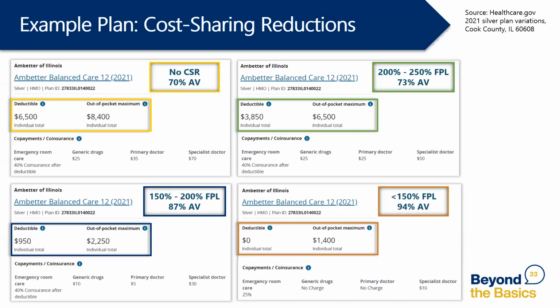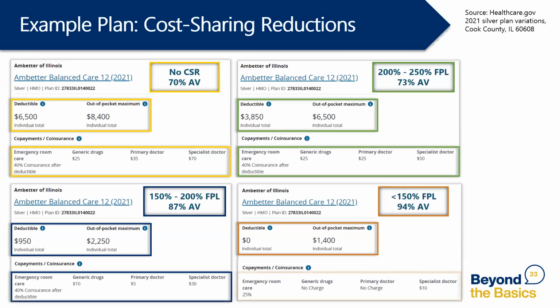Another way CSRs impact cost sharing is by reducing a plan's co-payments and co-insurance. So looking at the different levels of CSRs for this plan, you'll see that a person enrolled in this plan without a CSR will pay a $35 co-payment to see a primary care doctor. The co-payment for that visit goes down as the CSR level goes up. So their co-payment with the lowest level of CSR will be $25. The second level of CSR would be $5 co-payment, and the highest level of CSR would have no co-payment at all.